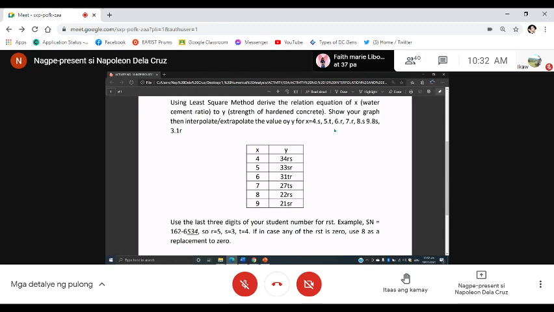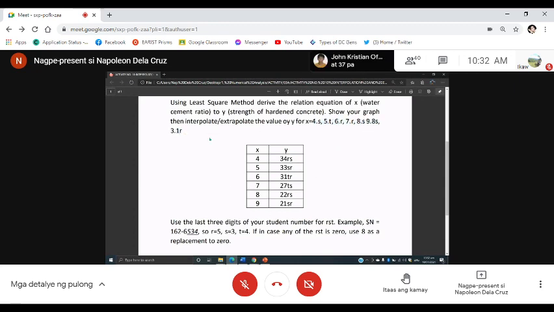Interpolating. Very good. 5t, interpolating. Very good. 6r, interpolating. Very good. 7r, interpolating. 8s, interpolating. Good. 9.8s, extrapolating. Very good. 3.1r, extrapolating, sir. Very good. So these are interpolating. You will interpolate that. And the last two will be now extrapolating.